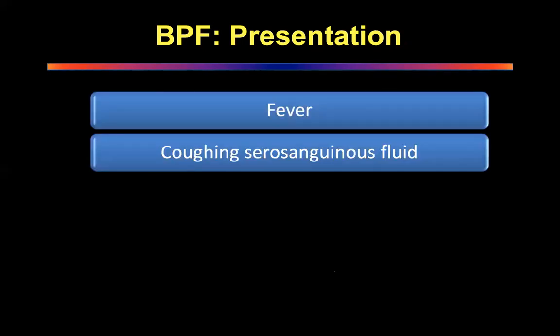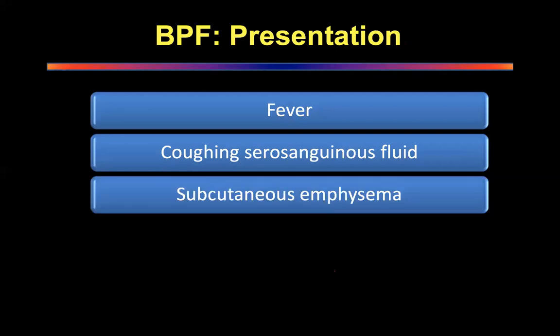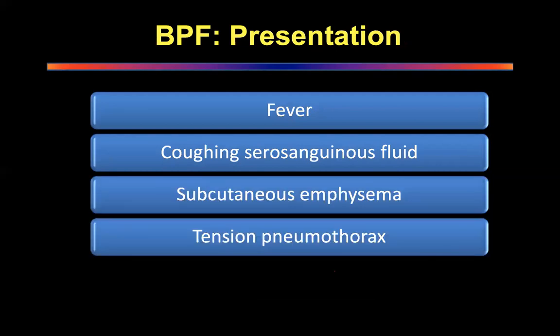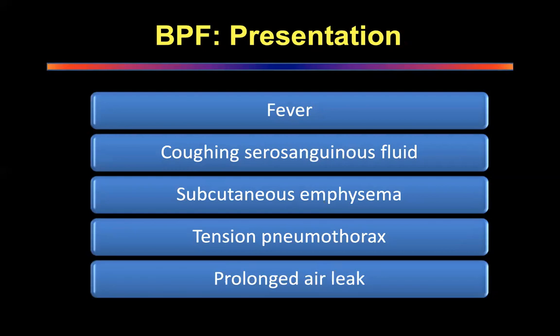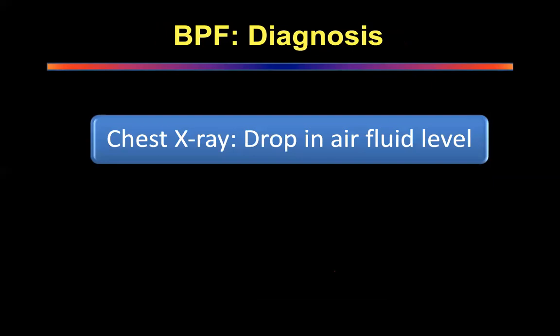They usually present with fever, coughing serosanguinous fluid. Some develop subcutaneous emphysema. Some develop tension pneumothorax. Some have prolonged air leak. Some have actually lost the drain and then come back with a new pneumothorax. So a wide variety of things. The important thing is the chest X-ray and the history is diagnostic.